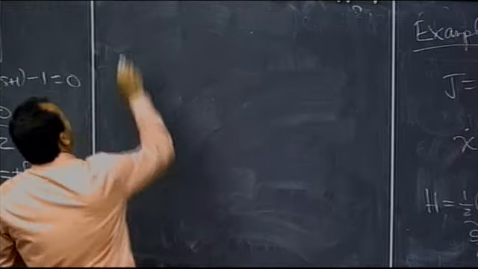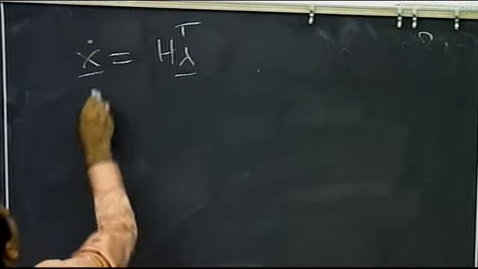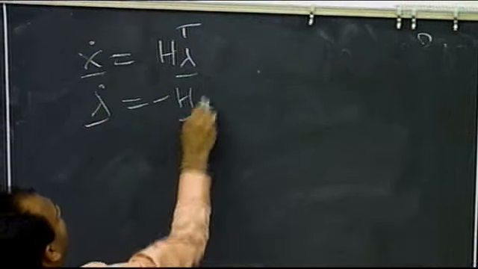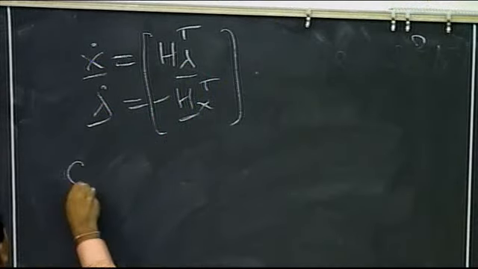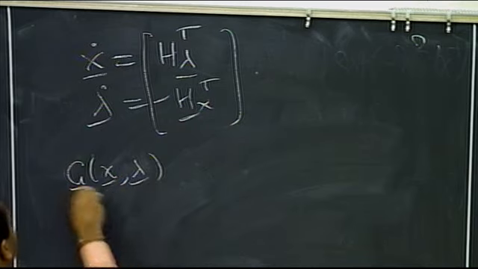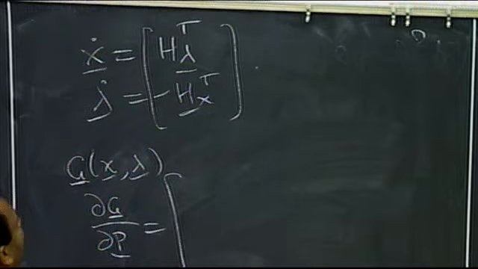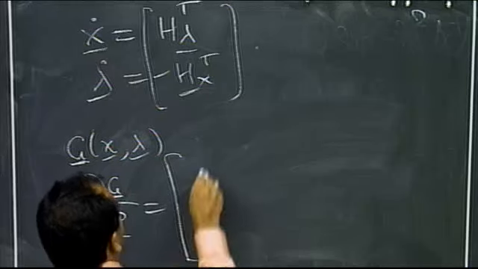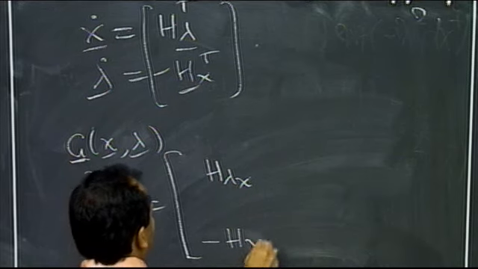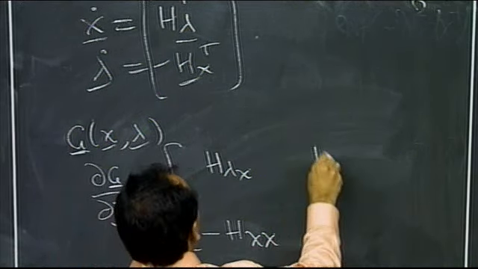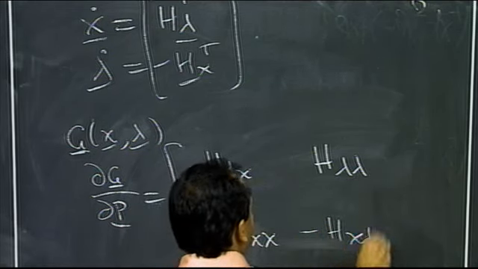If you see that x dot is equal to h lambda, and lambda dot is equal to minus h x, and you take this whole thing as the vector field, you call this thing g of x and lambda. If I take the partial of g with respect to p, where p is equal to x lambda, what do I get? I get h lambda x, and then minus h xx, and then h lambda lambda, and minus h x lambda.